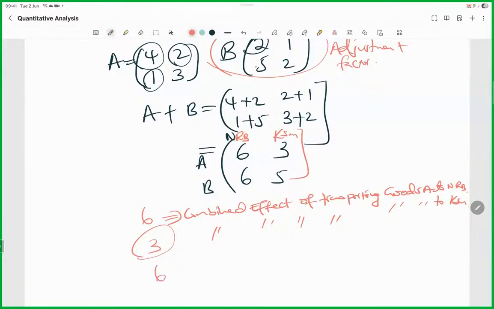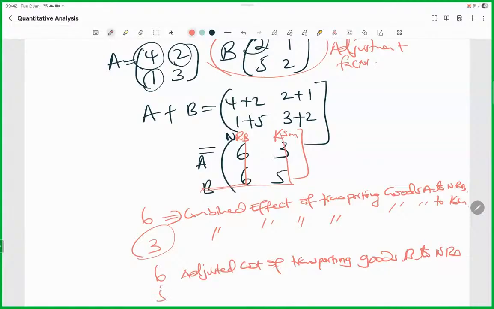Then we have these other 6 here now. So it's goods B, Nairobi, adjusted cost of transporting goods B to Nairobi. So this one here. Then B to Kisumu, the 5, like that. I suppose you've gotten an idea, ladies and gentlemen. Even if you were to speak about just the normal transportation cost, that would still be okay.